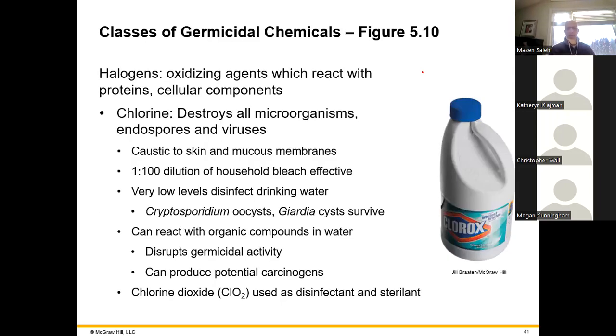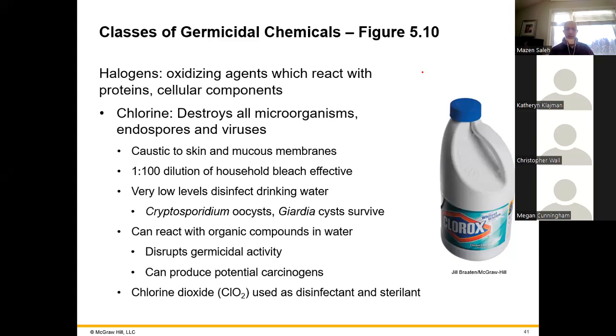Halogens, right? Halogens are oxidizing agents. They also work by reacting with proteins and inactivating them. So essentially, they form chelates, particularly around charged amino acids on the surface of proteins, phospholipids, and nucleic acids, and they render them inactive at that point.